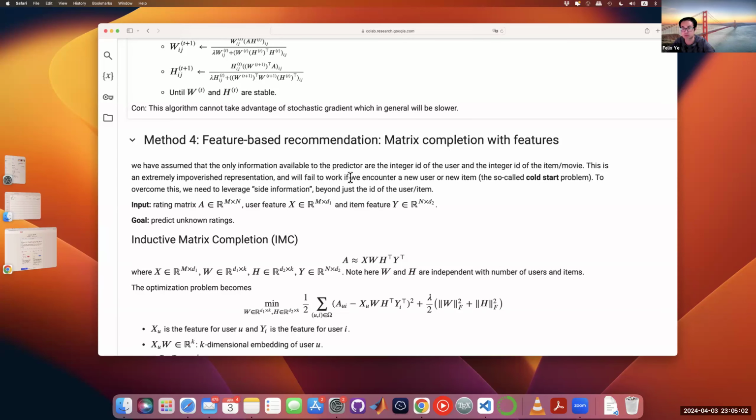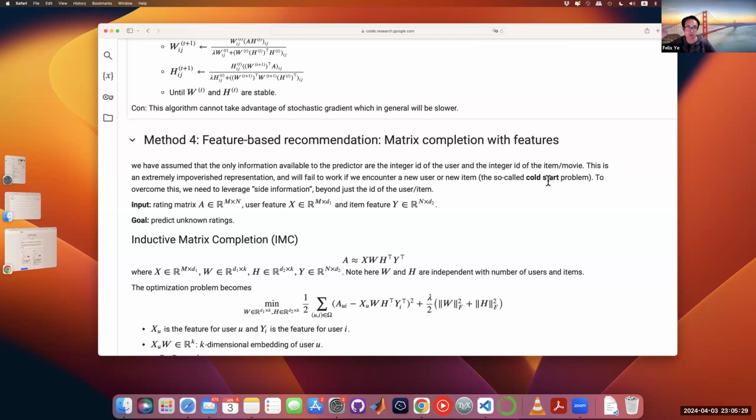If you add one more user, or one more movie, you actually have to redo everything because the dimension of the matrix is different. This is basically called the cold start problem, which is always a big issue.